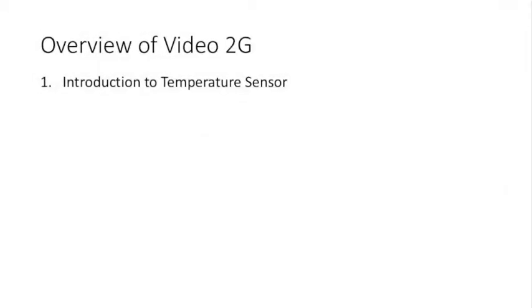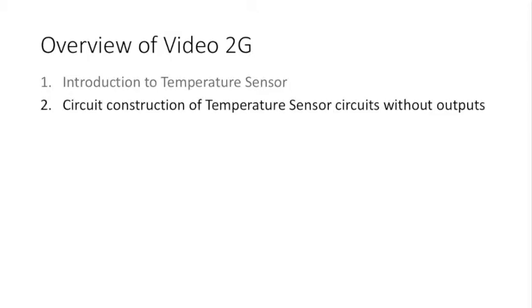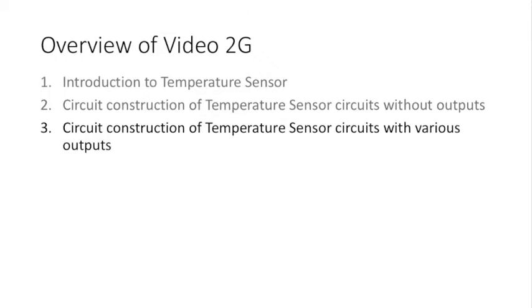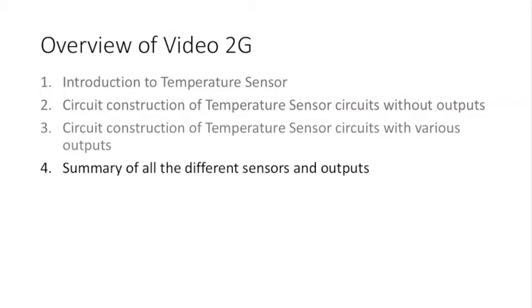This is the overview of the video. First, we will introduce the working principle of a temperature sensor, followed by the circuit construction of temperature sensor circuits with serial monitor reading. Next, we will have the circuit construction of the temperature sensor circuits with various outputs. Lastly, I will have a summary of all the sensors and outputs, as well as their functions, since this is the last video for Arduino.